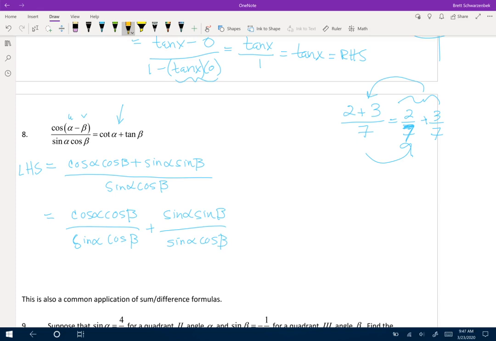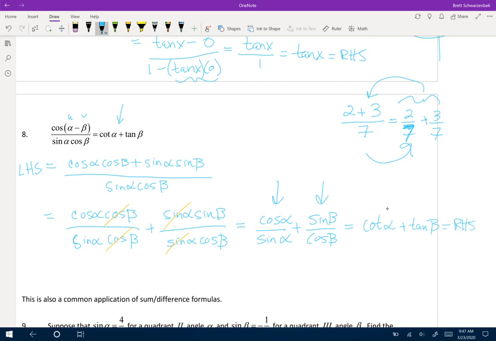So over here, you can clearly see that this and this simplify. On the right side, you can clearly see that sine alpha and sine alpha simplify. So therefore, you can rewrite your results, and each one of these is a trig identity that you know of. For example, cosine over sine of the same angle is the cotangent of that angle. And sine over cosine of the same angle is the tangent of that angle, which is equal to our right-hand side.